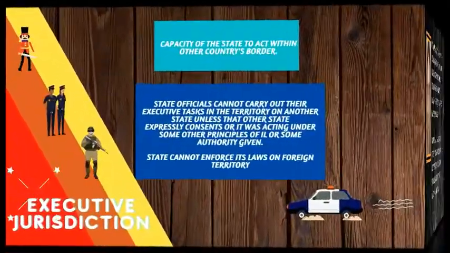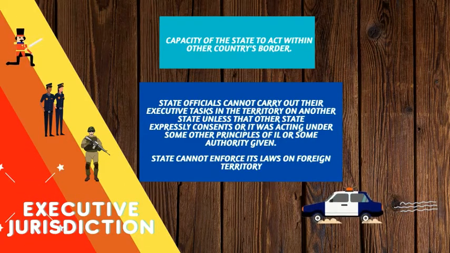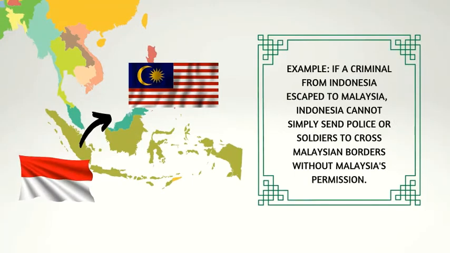Next, executive jurisdiction. It is the capacity of the state to act within other countries' borders. State officials cannot carry out their executive tasks in the territory of another state unless that other state expressly consents or it was acting under some other principles of international law or some authority given. A state cannot enforce its laws on foreign territory. The term executive and state officials do not only refer to ministers, it may also refer to police and army. For example, if a criminal from Indonesia escaped to Malaysia, Indonesia cannot simply send police or soldiers to cross the Malaysian borders without Malaysia's permission.